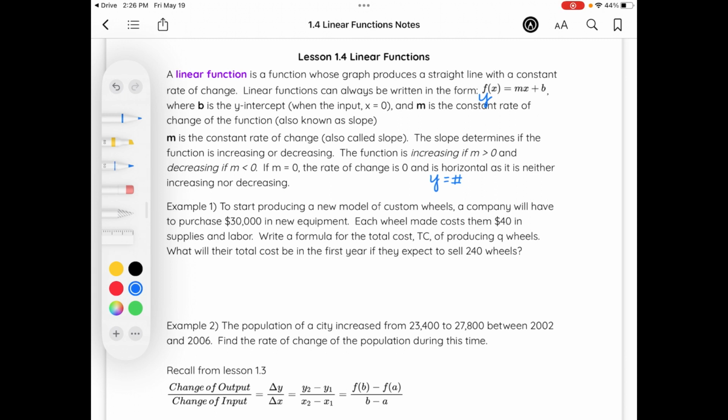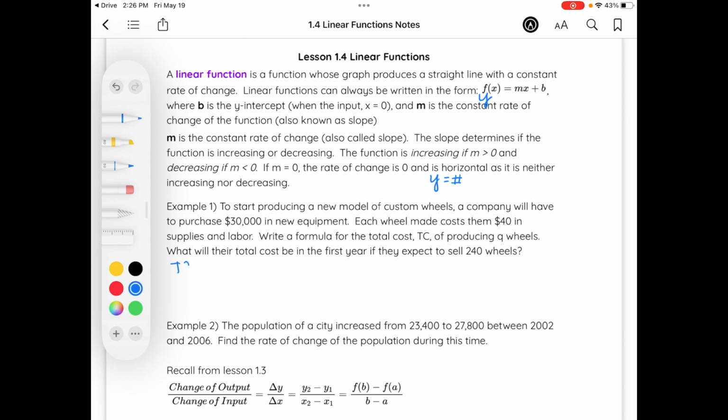So to start producing a new model of custom wheels, a company will have to purchase $30,000 in new equipment. Then each wheel made will cost them $40 in supplies and labor. Write a formula for the total cost, TC, of producing Q wheels. What will their total cost be in the first year if they expect to sell 240 wheels?